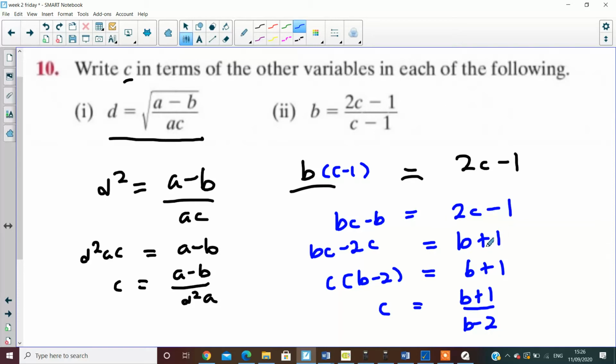Here? Oh, what did I do? Give me a second. Oh, sorry, it's B minus 1, isn't it? My bad. So guys, it's B minus 1. Good job, there we go. So B minus 1 over B minus 2, perfect. All right, you're on 12.